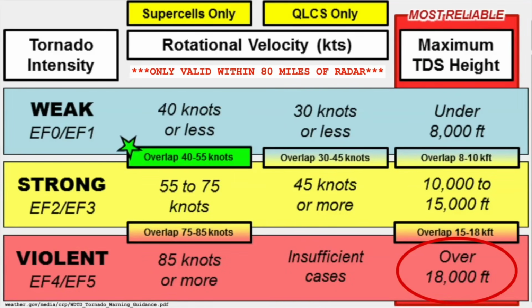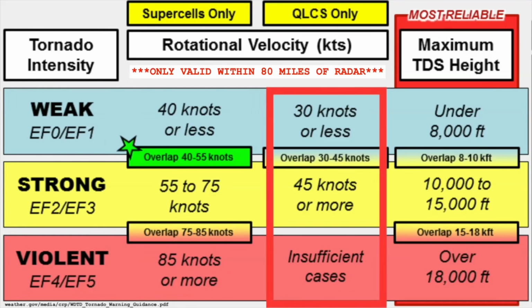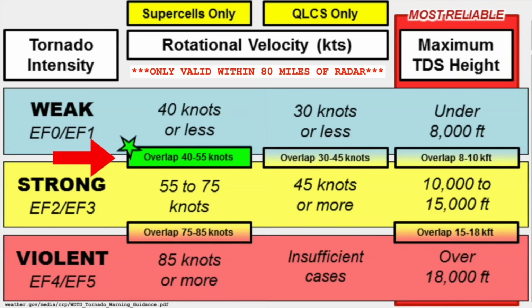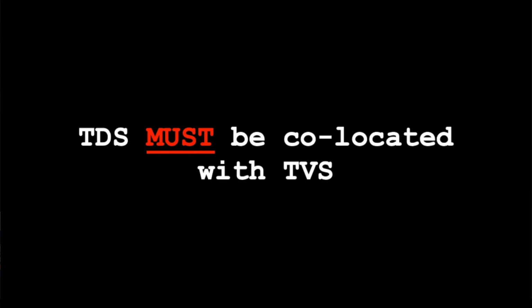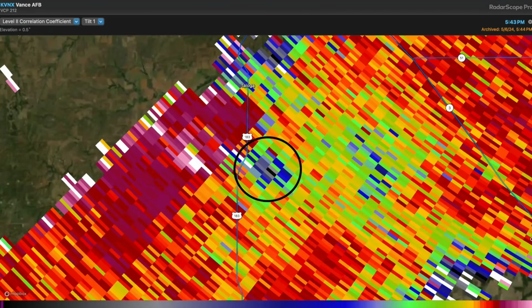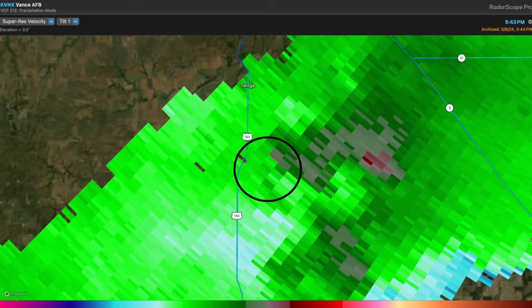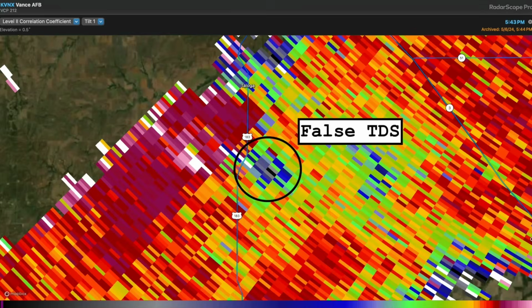Some of the most intense tornadoes can loft debris over 20, 30, even 40,000 feet above ground. In addition, the rotational velocity thresholds are slightly lower for QLCS tornadoes, and there can be some overlap in VROT and maximum TDS height between weak and strong and violent tornadoes. Again, a TDS must be located in the same spot as a tornado vortex signature, otherwise it's a false alarm. In this example, notice that this area of lowered correlation coefficient does not correspond to a TVS. As a result, this TDS is illegitimate.